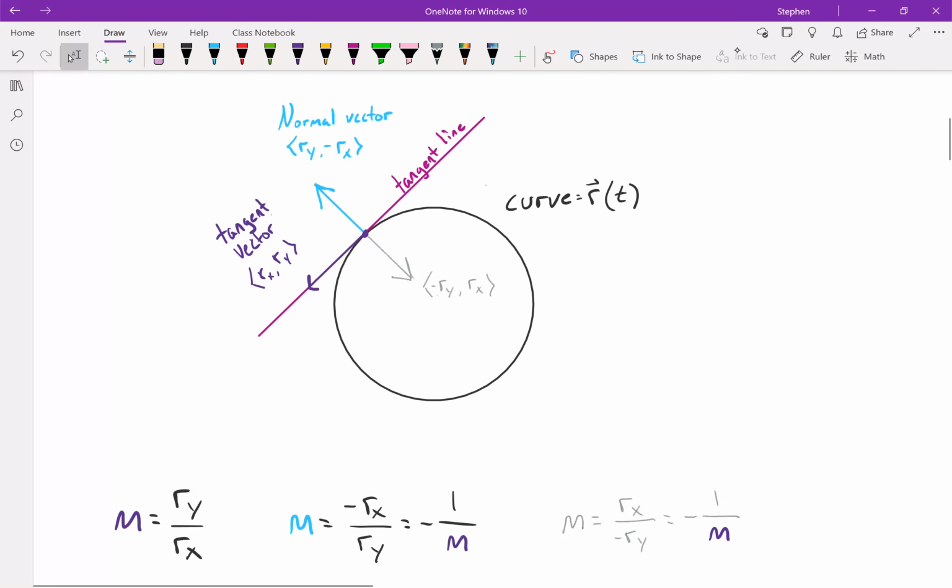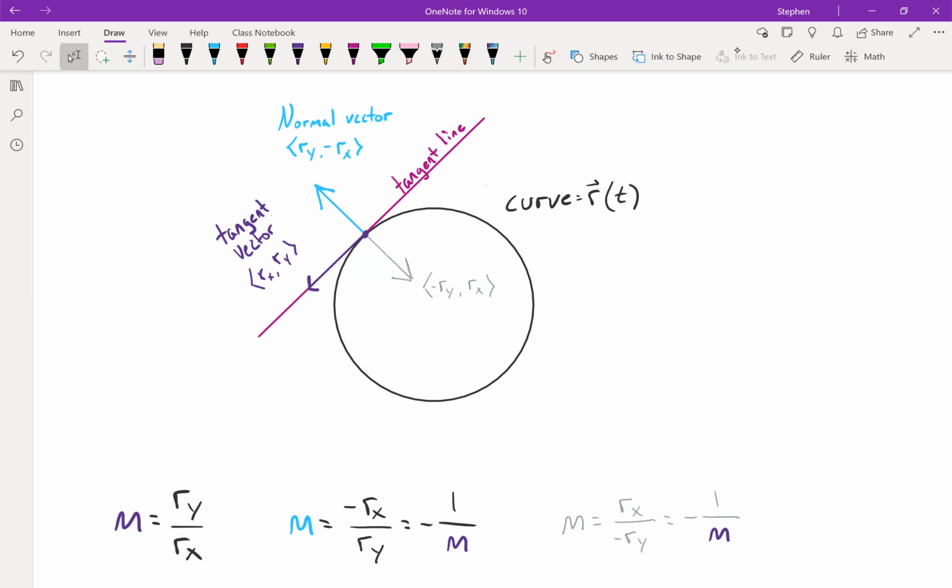One thing I want to notice about the way that these are labeled, I've got that the blue normal vector is the vector with the partial y in the x component, and the negative x derivative in the y component. And looking at the gray one, I've got the negative y derivative in the x component, and the x derivative in the y component. So when we're looking at getting a normal vector, the x and y derivatives switch places.